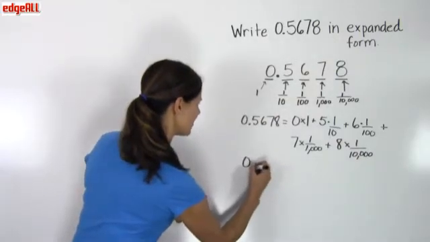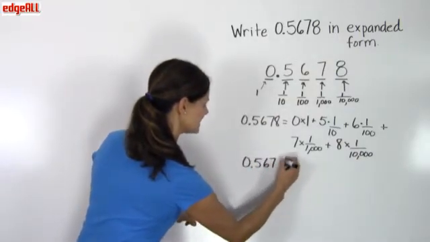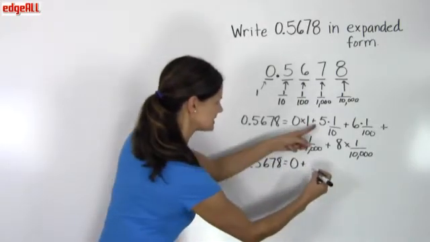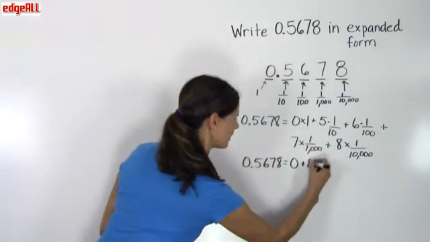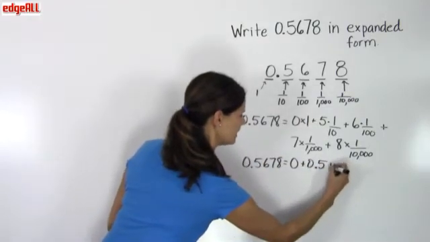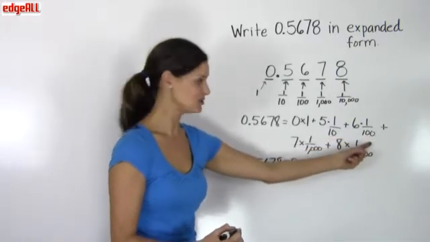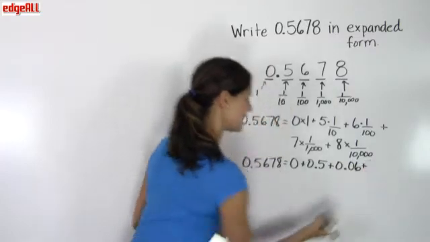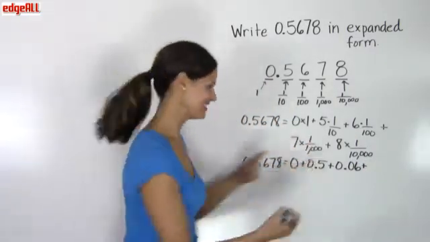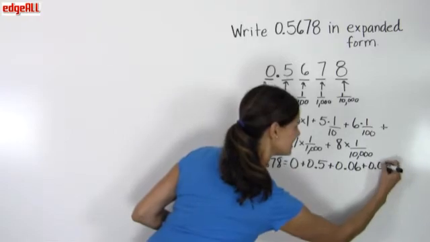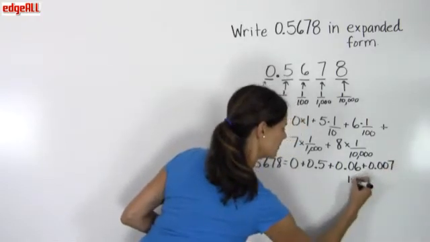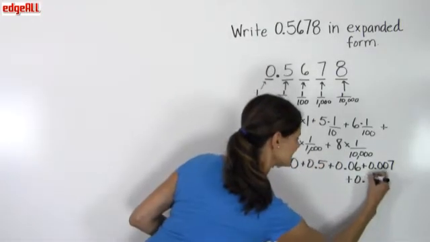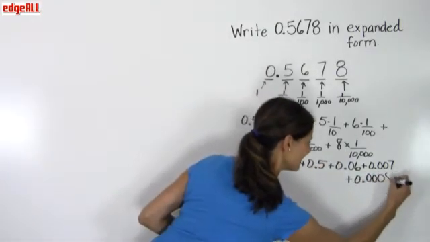And if I were to write this then in a little more compact form of the expanded form, I would write that 0.5678 equals 0 plus 5/10 or 0.5 plus 6/100 or 0.06 plus 7/1000 or 0.007 plus 8/10,000 or 0.0008.